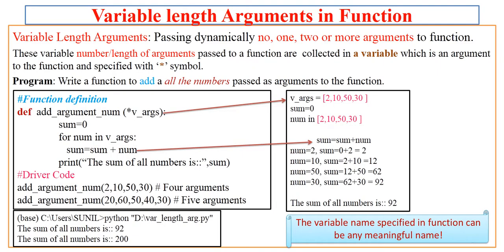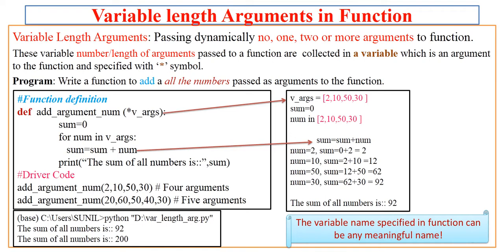Now variable length arguments is one of the argument types in Python. In this type of arguments, these arguments are passed dynamically. That means you can pass either no argument or one argument or two arguments or any number of arguments you want to the function. So that's why the name variable length arguments.